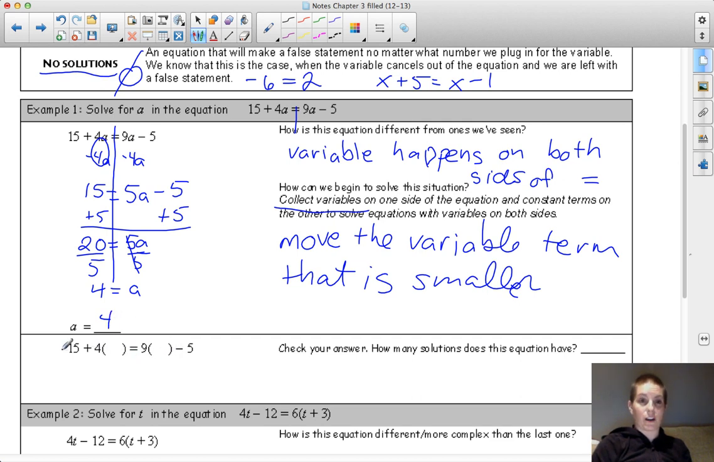And then we could go through and check our answer, right? 15 plus 4 times a is equal to 9 times 4 minus 5. So 15 plus 16, that is 31. And 9 times 4 is 36 minus 5. That is also 31. So yep, this equation has one solution. One number worked. A equal to 4. That's our solution.